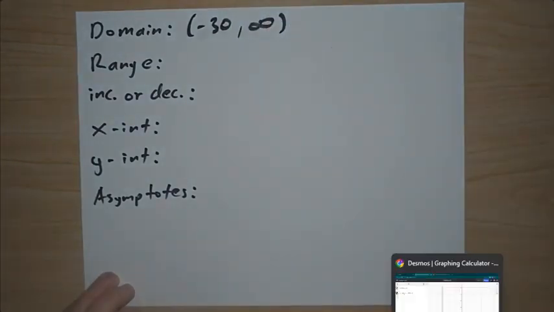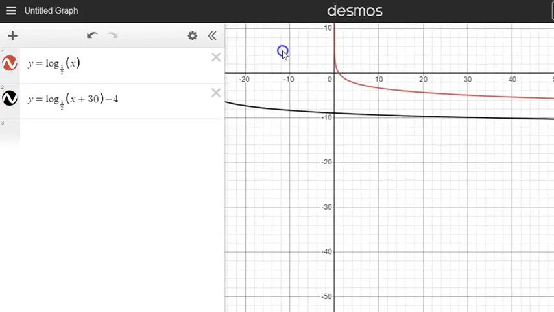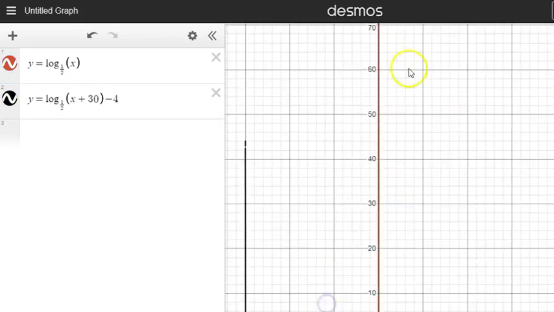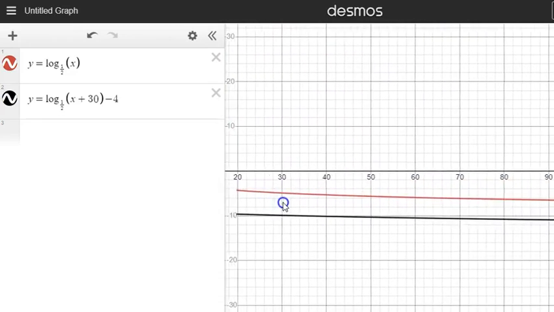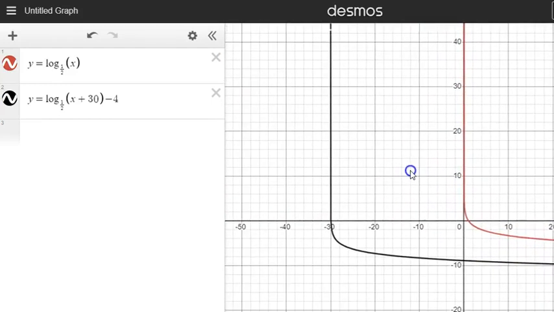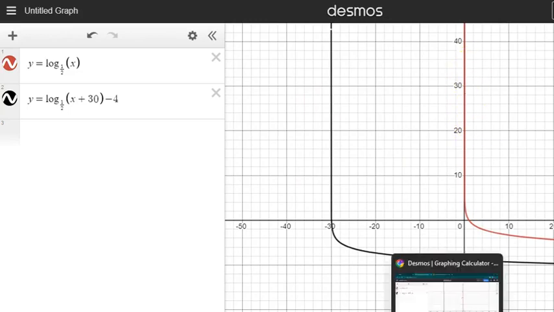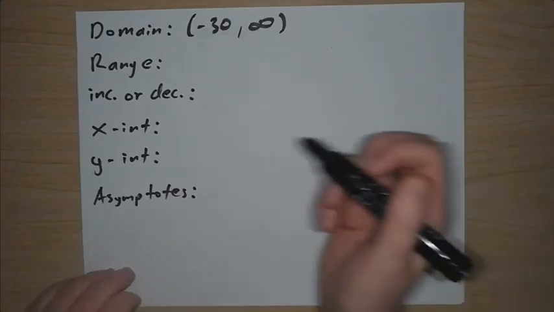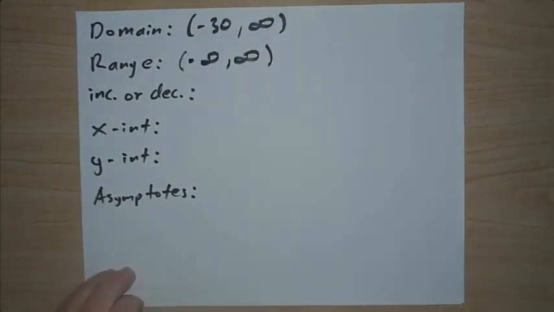Next we'll look at our range. So for our range, we can see that in our original function, it goes from negative infinity to positive infinity. This may look like a horizontal asymptote, but it is in fact not. It's simply decreasing very slowly. And this remains the same for our transformed function. So our range, our y values, go from negative infinity to positive infinity. So writing that down, we go from negative infinity to positive infinity.